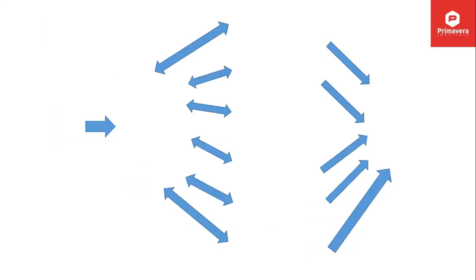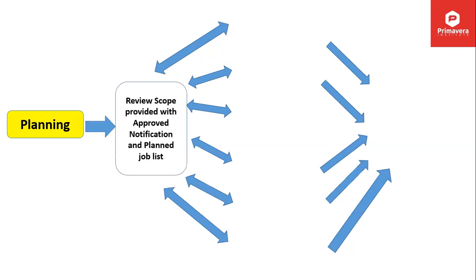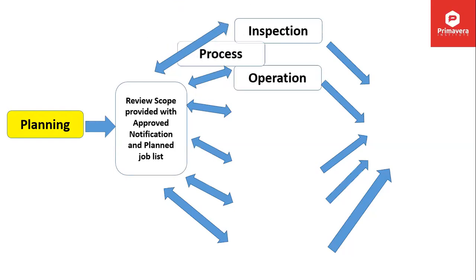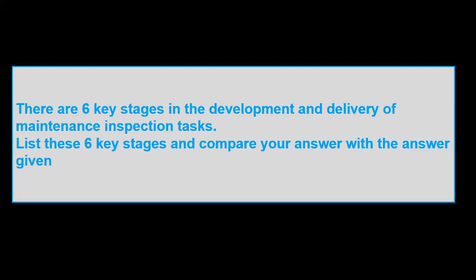And then there is another continuity in this flow chart. Planning phase: what is the planning phase going to do? Review scope provided with approved notification and planned job list. And then to the inspection, process, maintenance, reliability, and warehouse departments, you will provide a detailed scope of work. The planning department will mutually cooperate with the concerning departments and will provide them the detailed scope of work, okay, in the standard format.